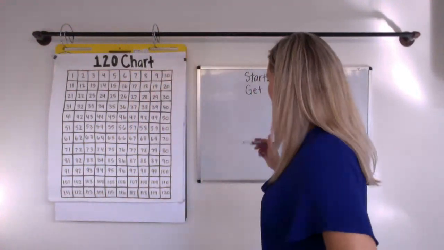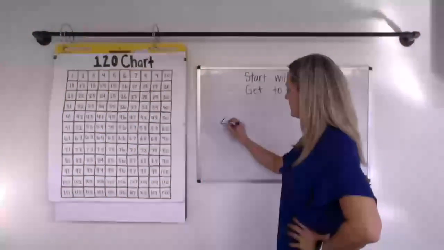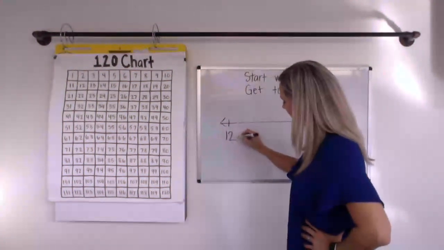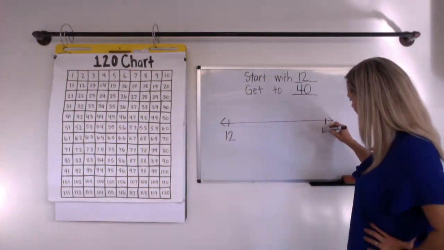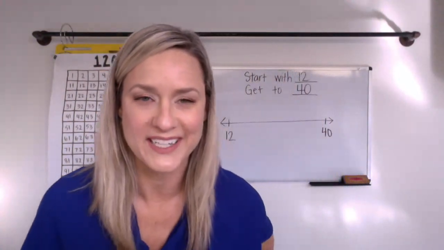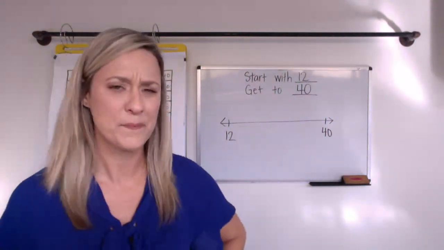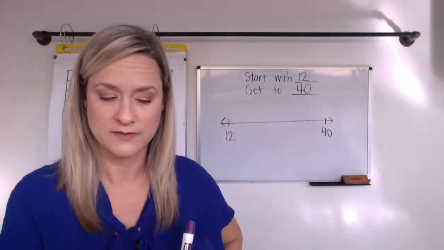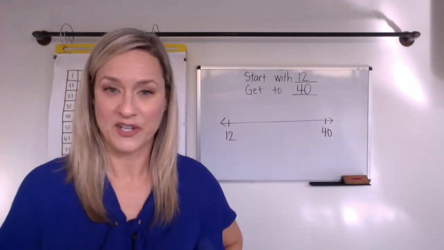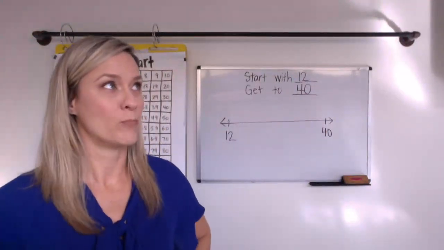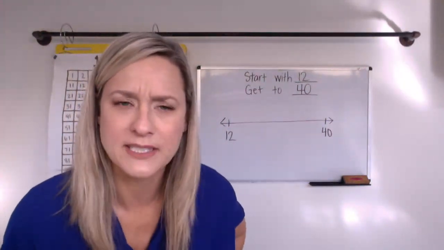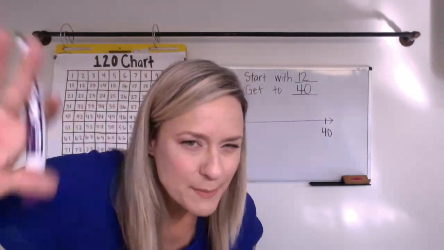So what if you started at 12 on a number line and you got to 40? How would you hop on that number line? How would you get there? Let's see. Would you hop one by one? Some people are probably going, yeah. Okay, we could hop one by one. Would you take bigger hops than one? Wave at me if you'd take bigger hops than one. Let me see. Anybody out there waving?